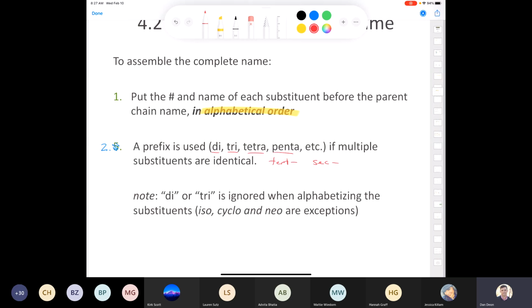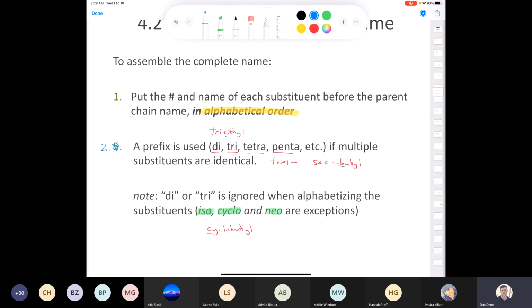Those prefixes you ignore, okay? The only prefixes that you don't ignore in organic chemistry are these 3 right here. Iso, you don't ignore that one, and cyclo and neo. So if you're wondering, what do you mean by ignore? Okay, well, let's say you have a triethyl, for example, and let's say you had cyclobutyl as substituents. The triethyl, you ignore the prefix. So you alphabetize according to the letter E. If you have cyclobutyl, you don't ignore the prefix. You alphabetize it according to the letter C. If you're wondering about the sec-butyl or the tert-butyl, again, you ignore those prefixes, and so you would alphabetize according to the letter B.